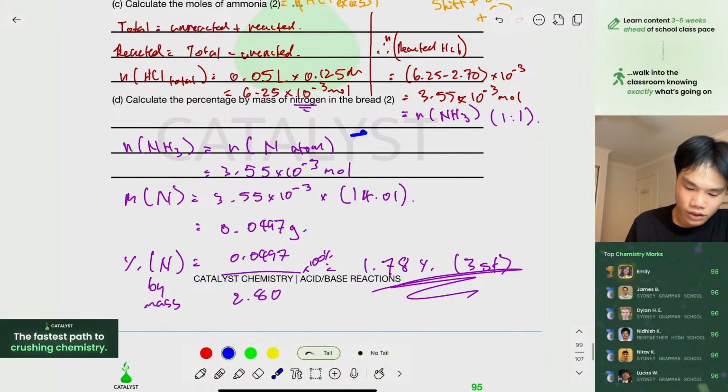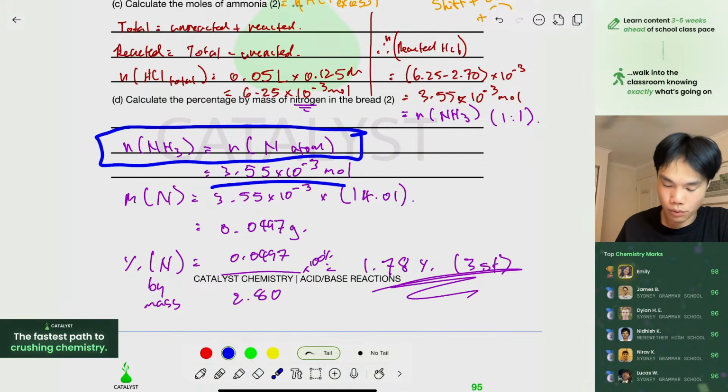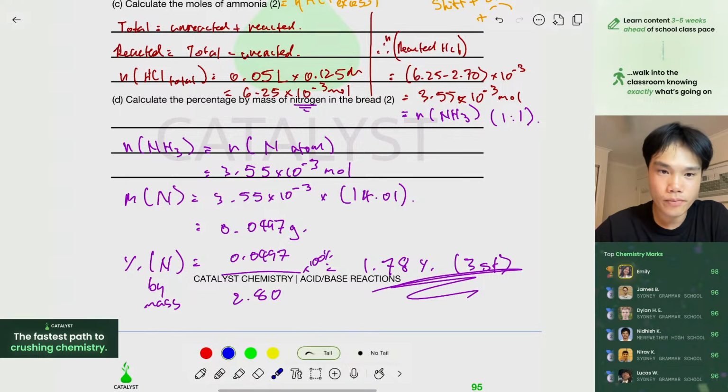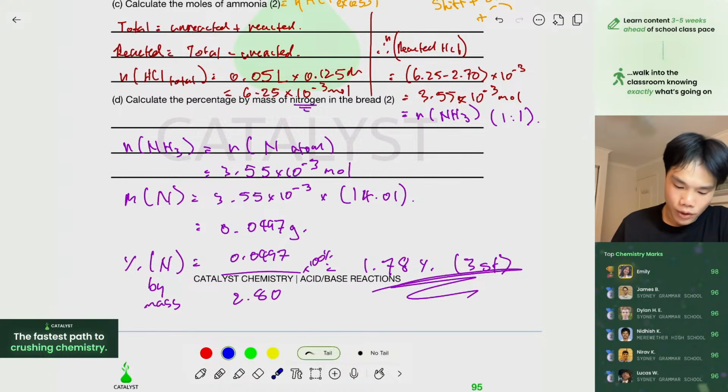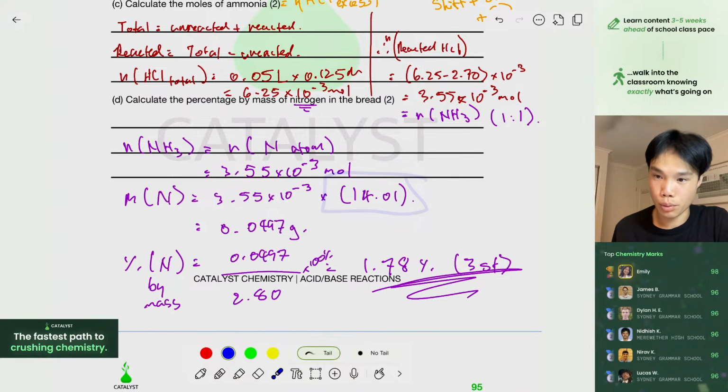The moles of nitrogen is the same as the moles of ammonia, 3.55 times 10 to the negative 3. Then, because we're trying to find the total nitrogen content in the bread in mass, we multiply it by its molar mass of 14.01. And that gives us the mass.